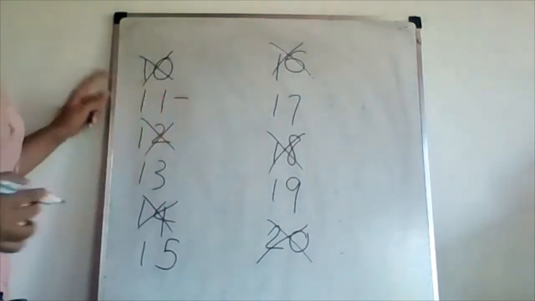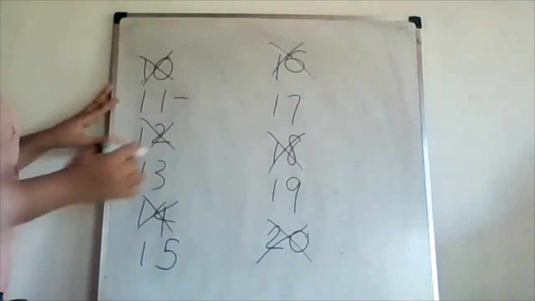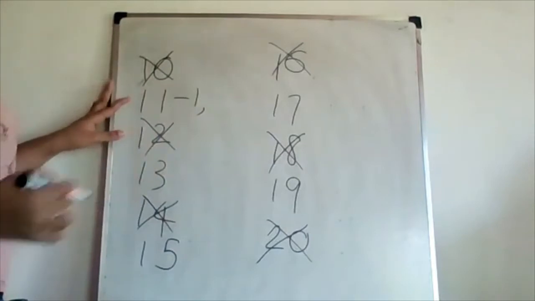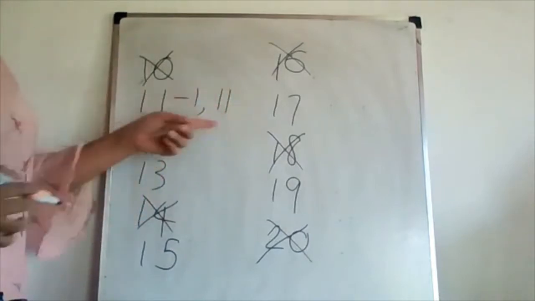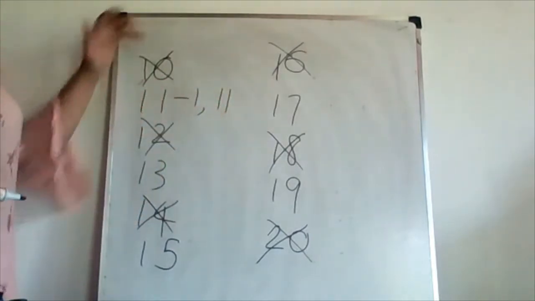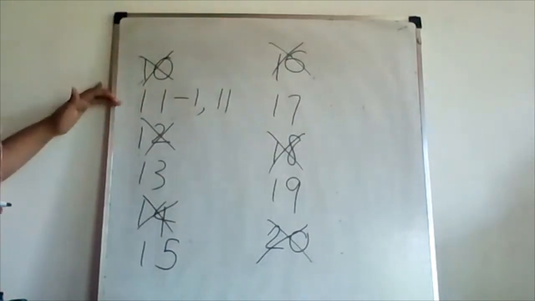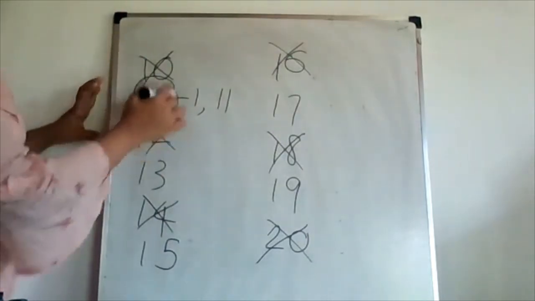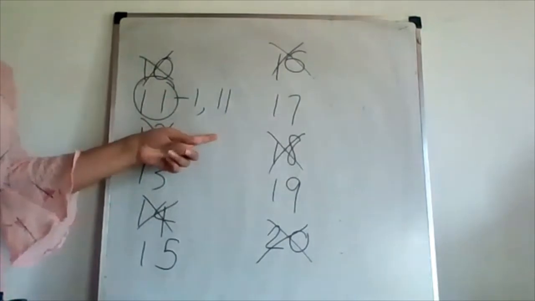11, we know 1 is always a factor of any number. So 1 is there and the number itself. So 11 is also a factor of 11. And we know now those are the only two factors of 11. So that means 11 is a prime number because it is having only two factors.